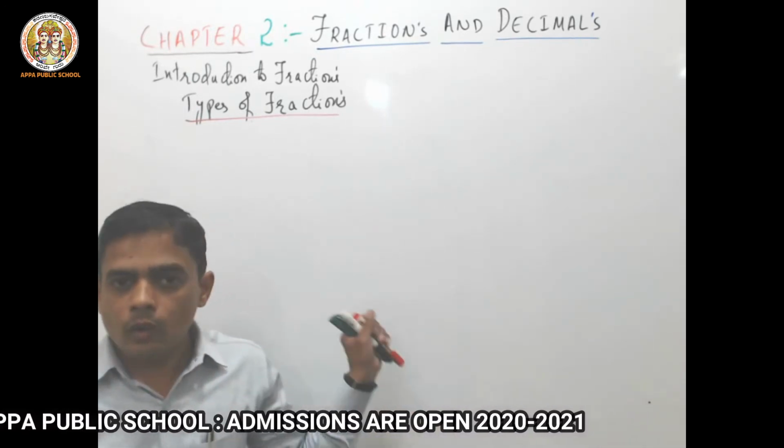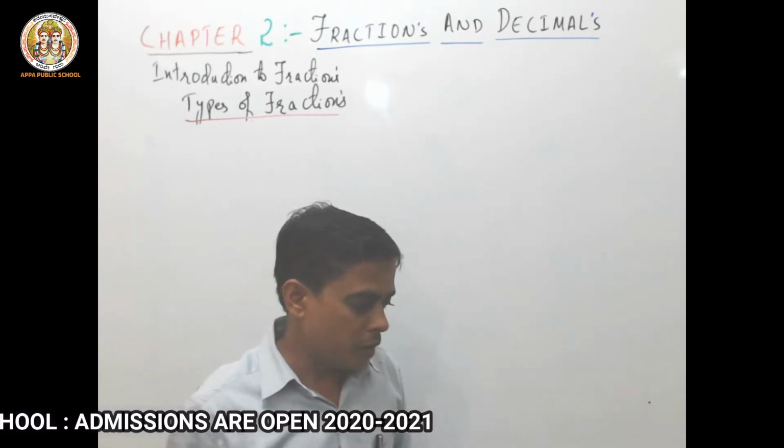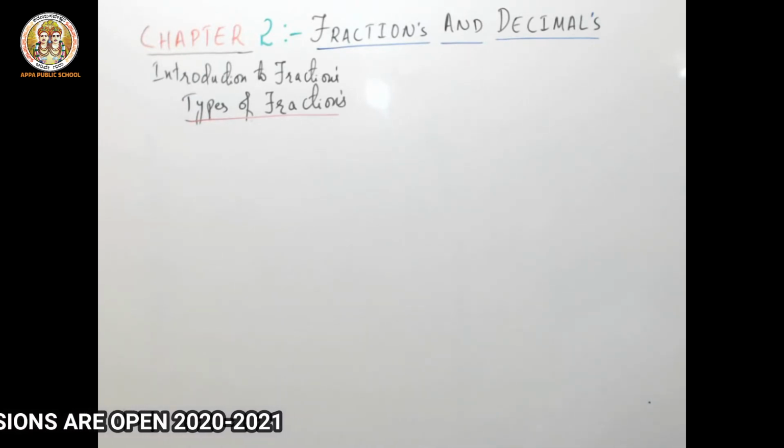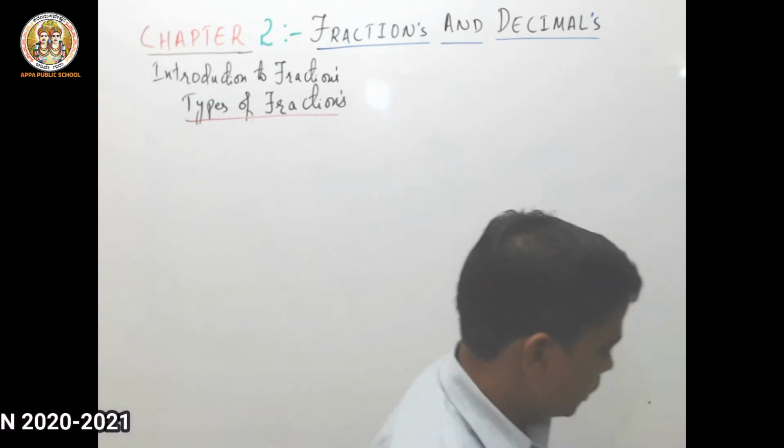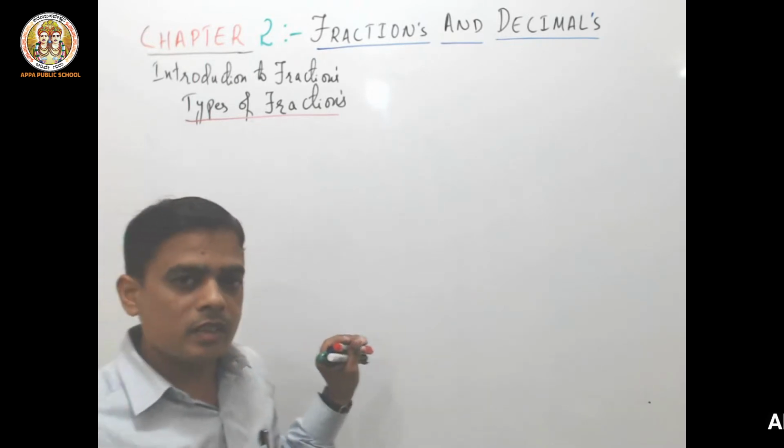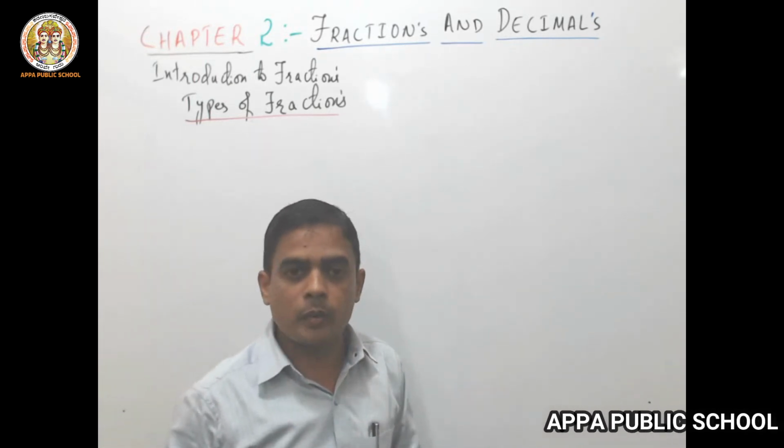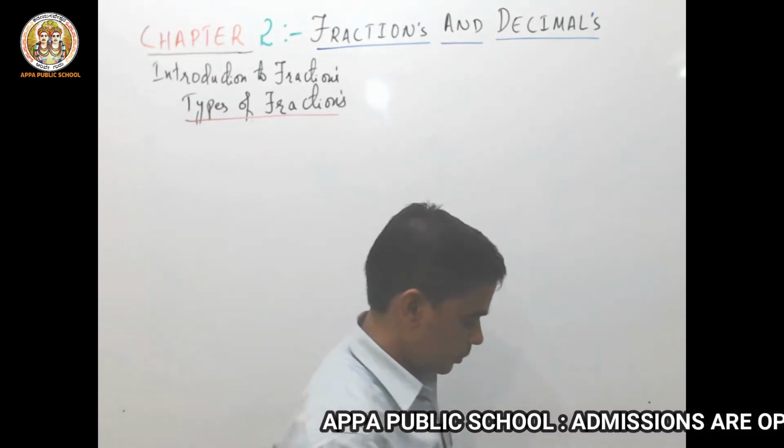So these are all related to fractions. Next I will come with division. Okay. So sorry, these are all related to fractions. Next I will come for decimal, because the chapter is fractions and decimals.